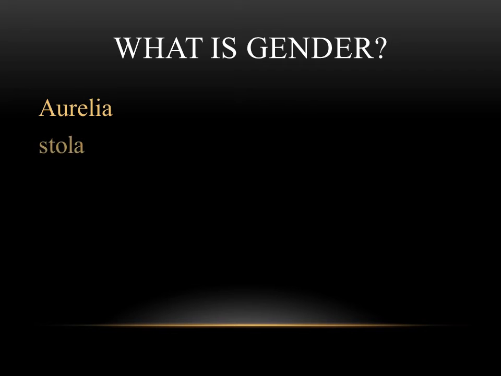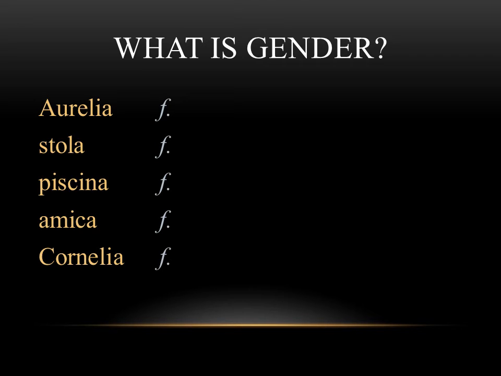So let's look at 5 more. What about Aurelia, stola, piscina, amica, and Cornelia? These 5 words all have to do with women. So Aurelia and Cornelia are 2 women in our book. A stola, we learned in the earlier chapters, is a piece of clothing specifically for women. And then you have the word amica, which is a female friend. Now all 5 of these are feminine words.